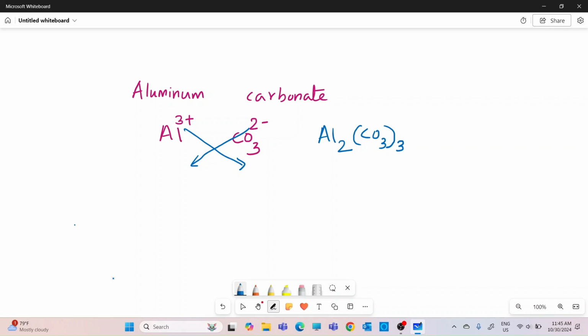So that is Al2(CO3)3. For writing the name, write the first element, which is aluminum. It's the same thing we did earlier, and we don't need to change anything. Just write the name of the polyatomic ion. It should be aluminum carbonate. Okay, let's try another one.